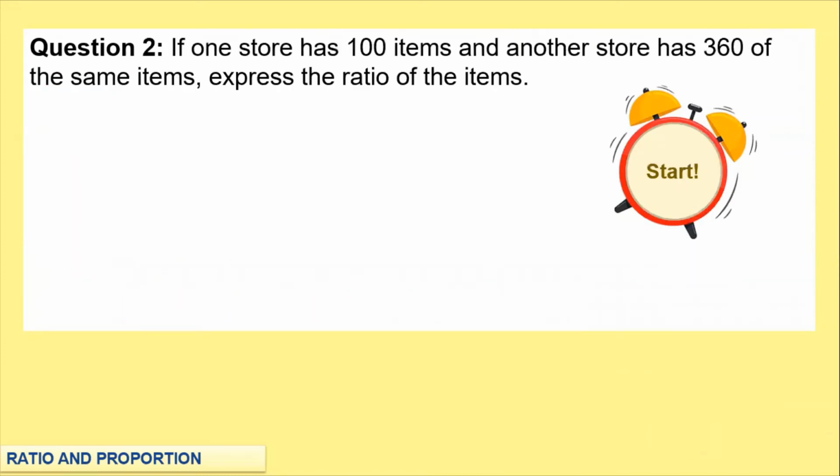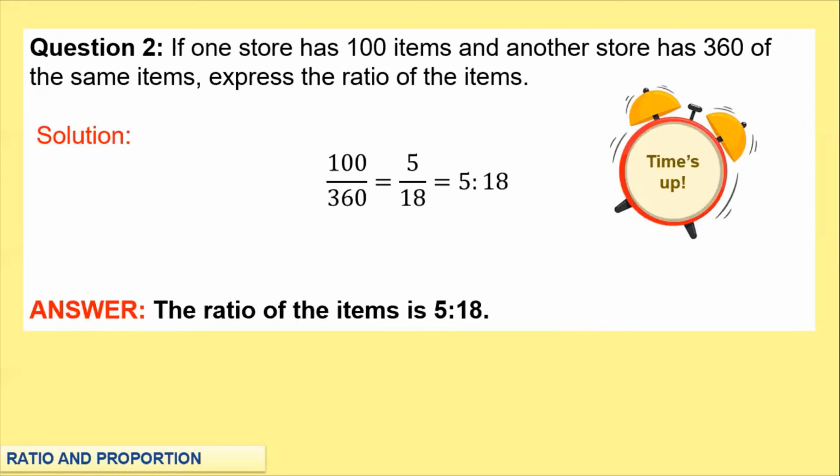Question number 2. If one store has 100 items and another store has 360 items of the same kind, express the ratio of the items. Timer starts now. Time's up. The answer is, the ratio of the items is 5 is to 18. In the solution, we simplified 100 over 360 to 5 over 18.